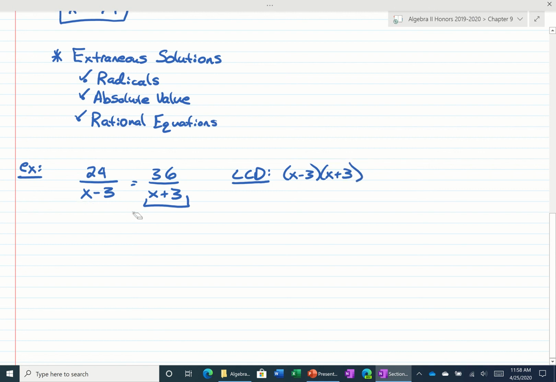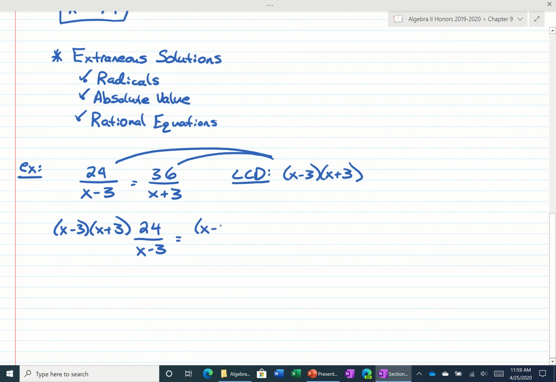I mean, we could handle this a couple different ways. One thing we could do is we could just cross multiply. It's already set up as a proportion. Proportion means one fraction equal to one fraction. You learned how to solve this in middle school. The way that I'm going to handle this is like all the other problems in this section. Anytime I see fractions, I'm going to just get rid of them first. So I'm going to multiply everything by that least common denominator. X minus 3 times x plus 3 times 24 over x minus 3, and x minus 3 times x plus 3 times 36 over x plus 3.